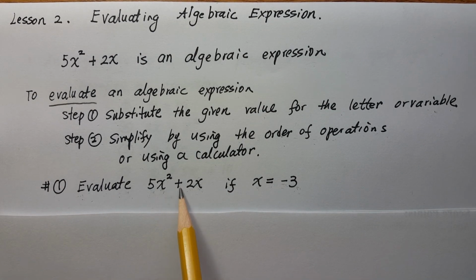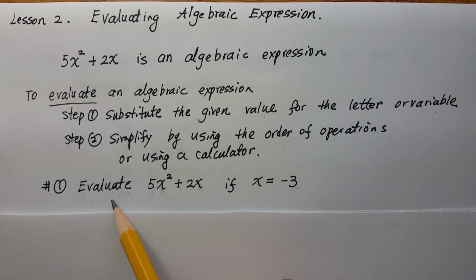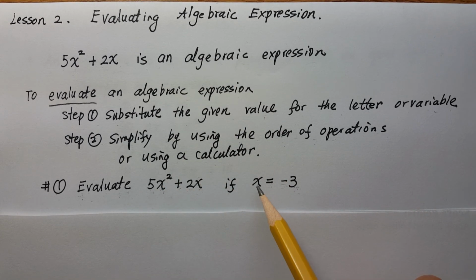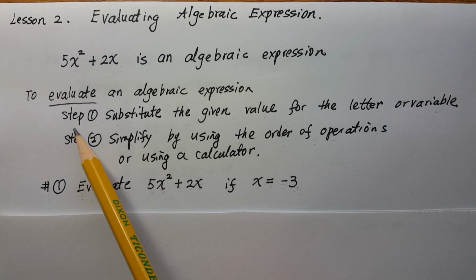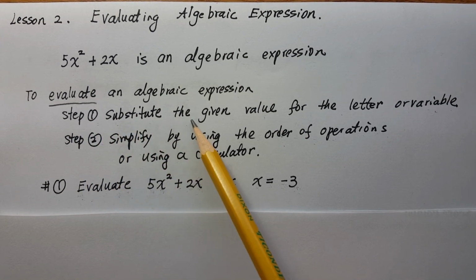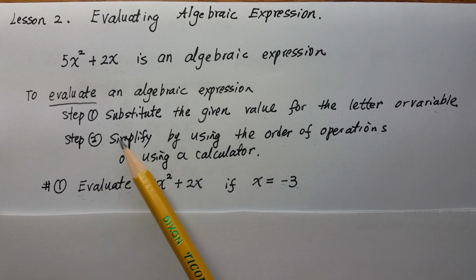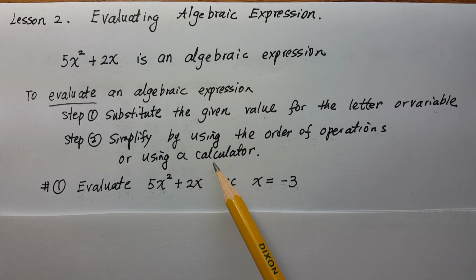Evaluate 5x squared plus 2x if x equals -3. The question asks you to evaluate this expression when x equals -3. It basically asks you to find out what this equals when you substitute x equals -3. So there are two steps when we evaluate an expression. Step number 1, substitute the given value for the letter or variable. Step number 2, simplify by using the order of operations or using a calculator. I'm going to show you both.